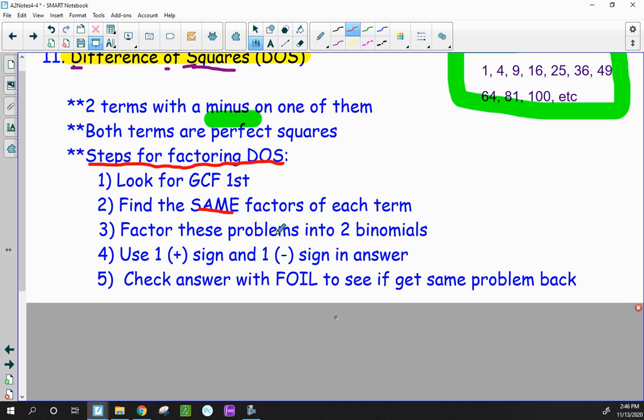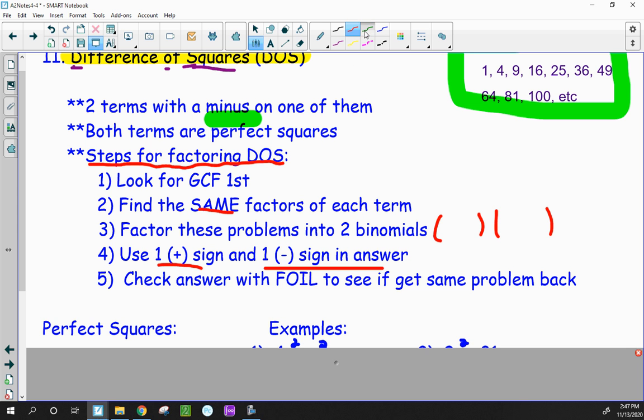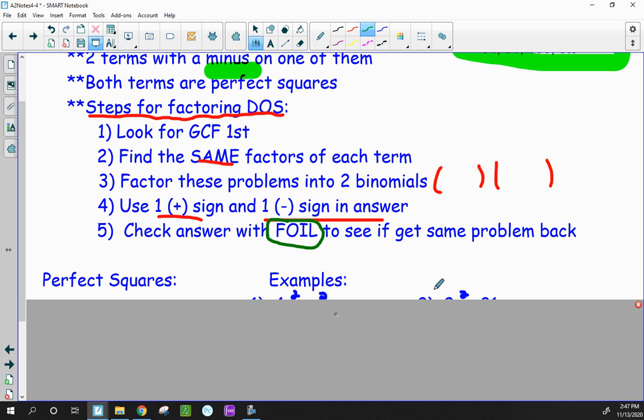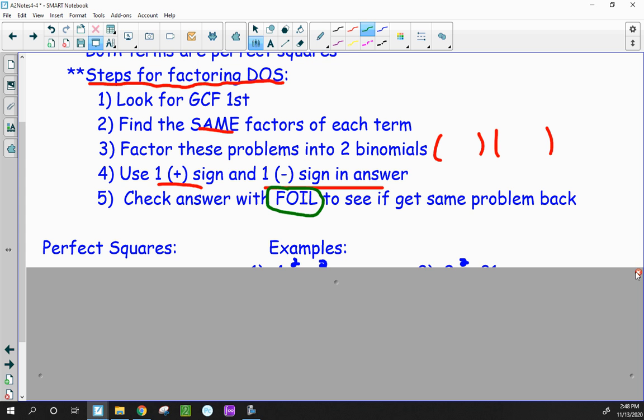You're going to factor these problems into two binomials with two parentheses. You're going to use one plus sign and one minus sign in your answer every single time. And you're going to then check your answer with FOIL. And on these, I would definitely check either in my head or on paper to make sure I get the same problem back. Okay?